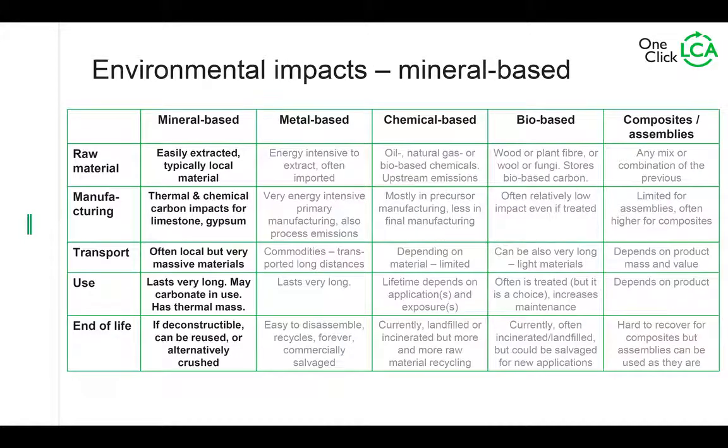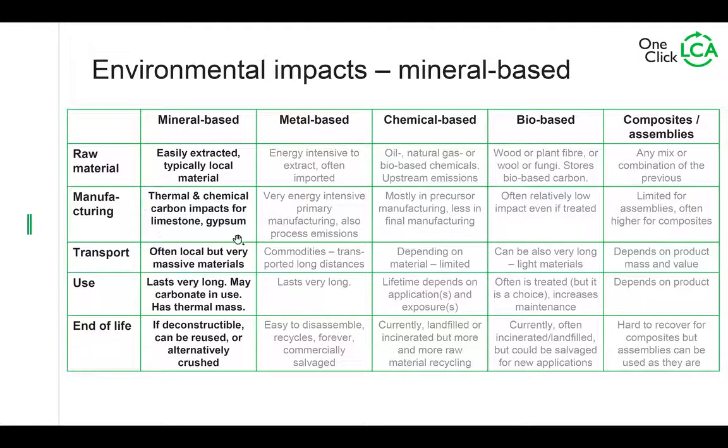And then I'm going to go through an overview, in a fairly short form, of the main environmental impact parameters over a product's life cycle for each of these five categories of products: mineral, metal, chemical, bio-based, and composites and assemblies. Mineral-based raw materials are easily extracted and typically local material. So it's not hard to get them: put a shovel in the ground, maybe take the topsoil off, and there you go, you have your stuff. Maybe not 100% purity, but the idea is that it's not hard to get to.